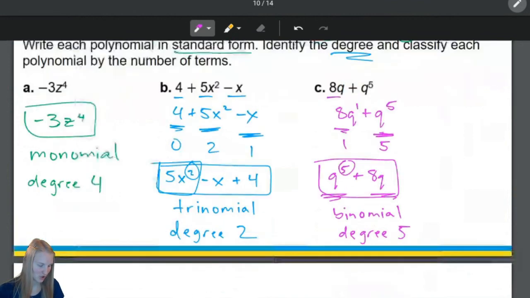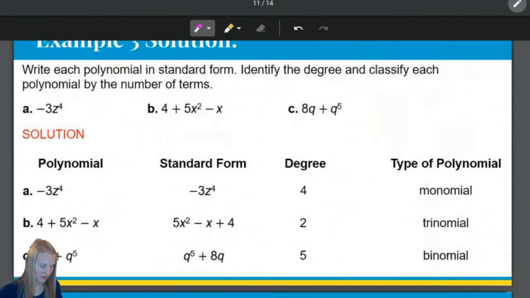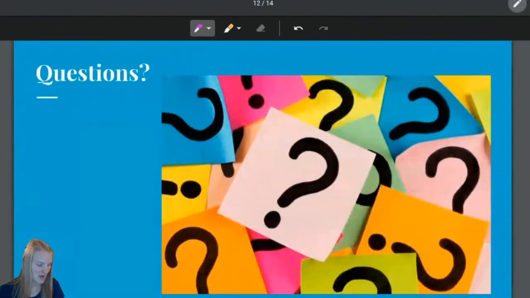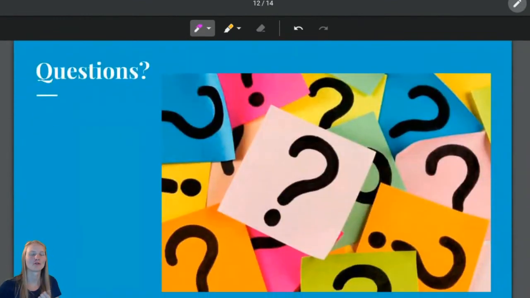Okay, let's check and make sure we were right. Standard form, beautiful, degree 4, degree 2, degree 5, and monomial, trinomial, binomial. Beautiful! Okay, that is all I have for you today.